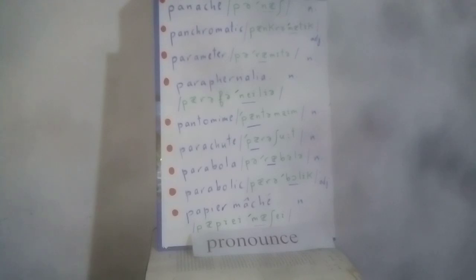Papier-mâché. It's a five syllable word. It's a noun. Stress on the fourth syllable, ma, which is the penultimate syllable. We say papier-mâché. It comes from the French language. It's a kind of wet paper.